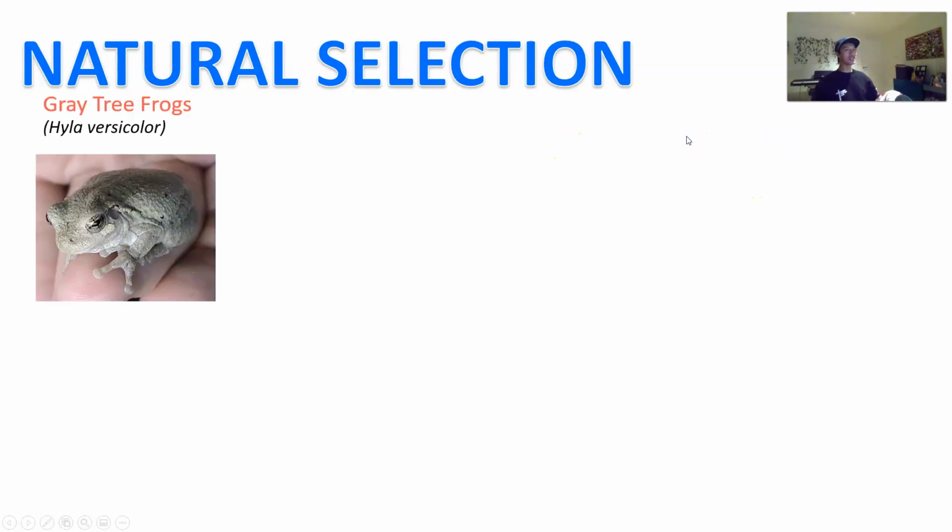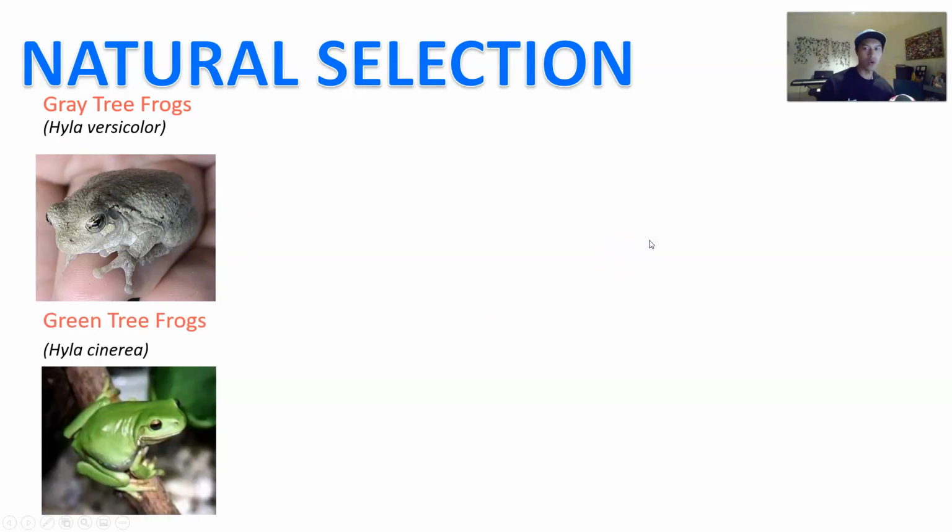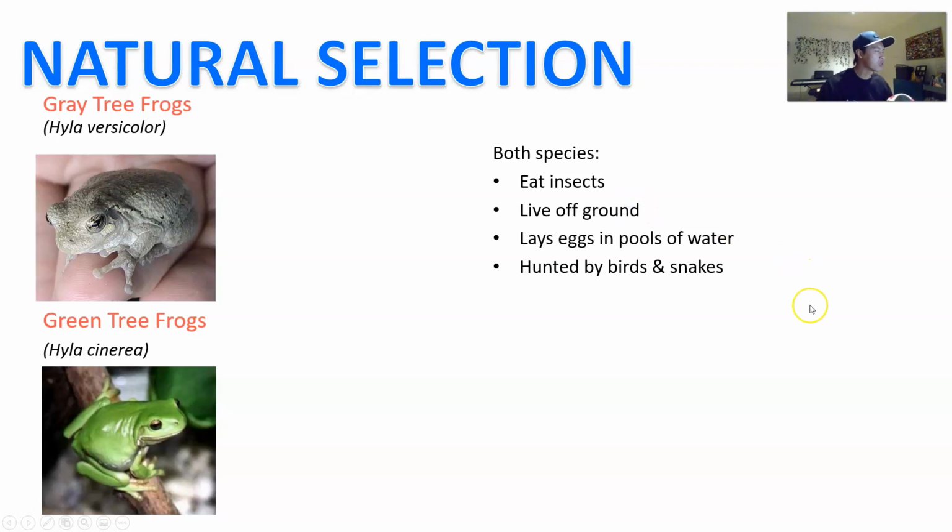Okay, let's talk about natural selection. So let's say you have a species of gray tree frogs here, and then you have a species of green tree frogs, and of the two species, both of them eat insects, live off the ground, lay eggs in pools of water, and are hunted by birds and snakes. It prompts us to think, well, where did these two species come from, and why are there two particular species, right? So that's worth thinking about. If you have two of the exact same things, why is there a difference between these two species?